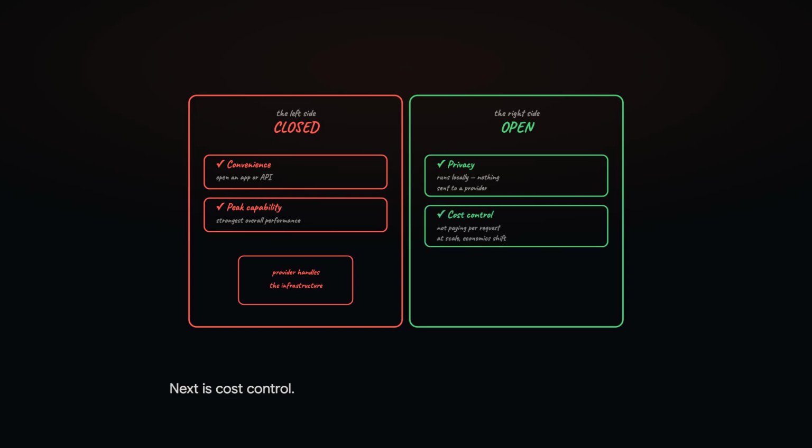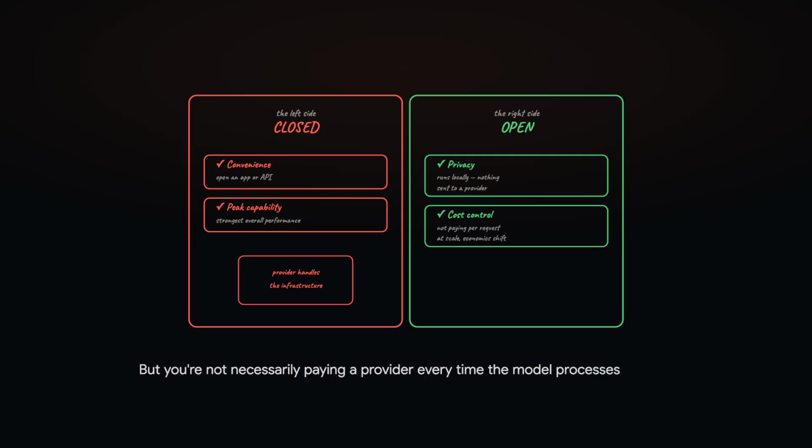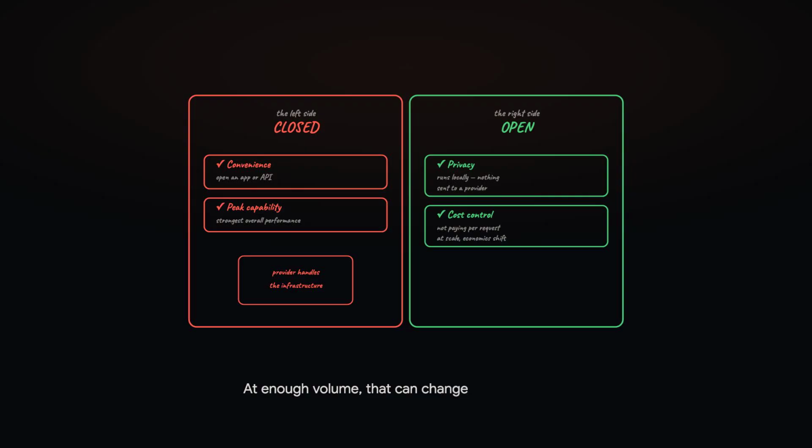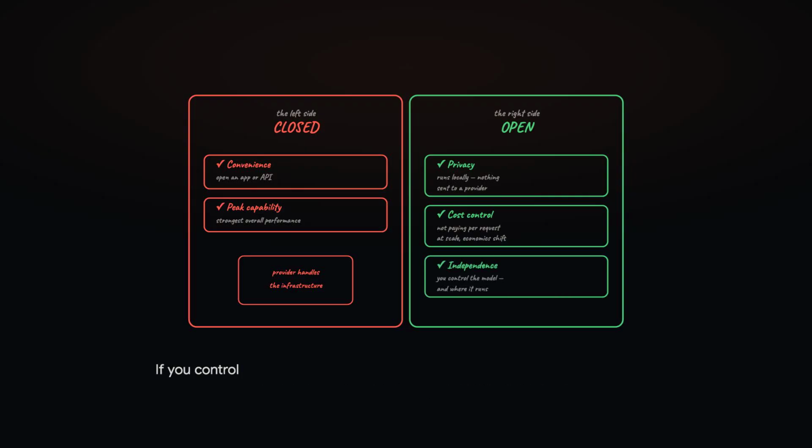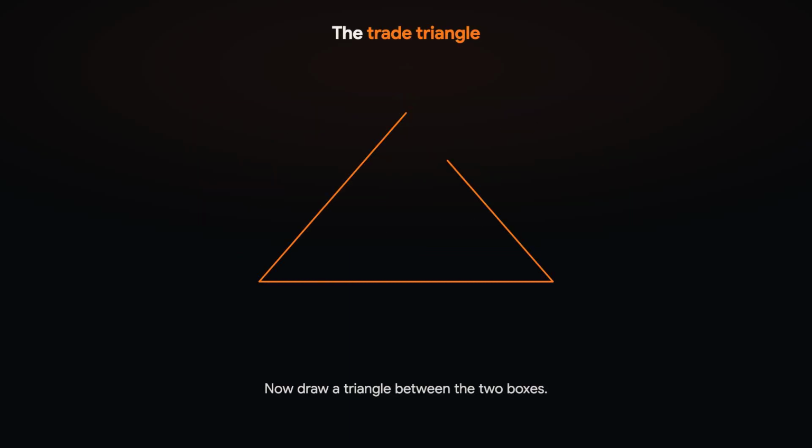Next is cost control. Downloading a model doesn't mean computing is free. You still need hardware, electricity, maintenance, or rented servers. But you're not necessarily paying a provider every time the model processes another request. At enough volume, that can change the economics. Then there's independence. If you control the model and where it runs, you have more control over how the system is configured and deployed.